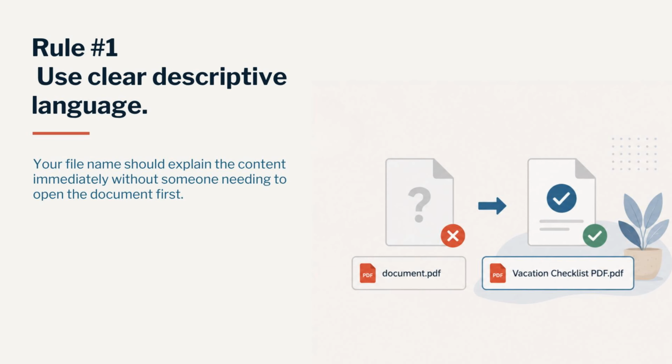Rule number 1, use clear descriptive language. Your file name should explain the content immediately without someone needing to open the document first. For example, vacation checklist PDF works much better than draft.docs. A descriptive name saves time for everyone searching through files later.